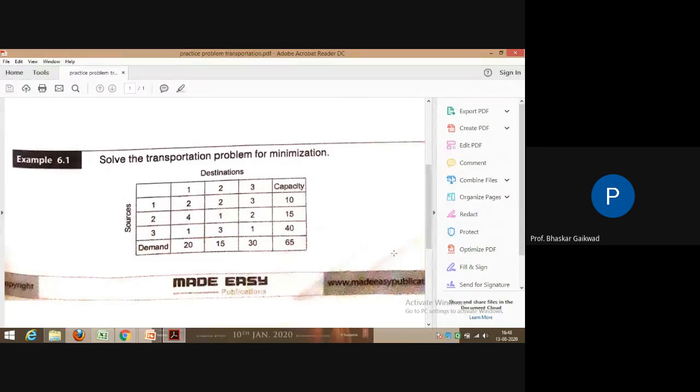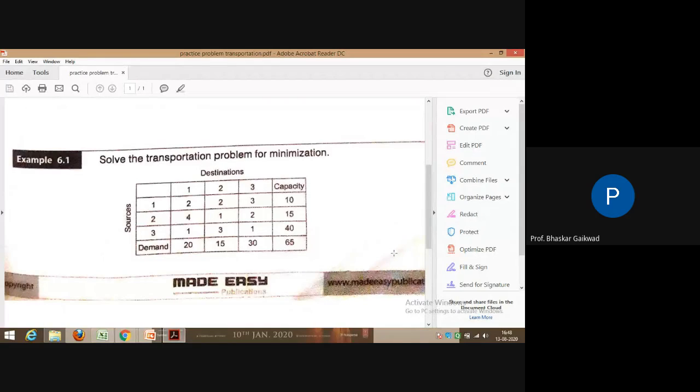Okay. If you solve problems like this in the GATE exam, you will get 2 marks. So a problem like this is there. This problem is very easy. Okay. Now the same problem you have to solve by the least cost method, and you have to give me the answer.